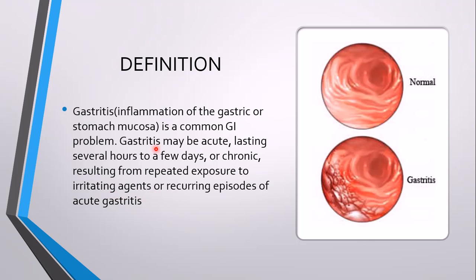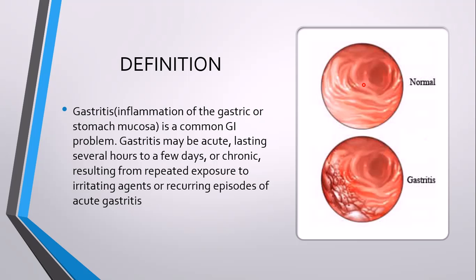So what is gastritis? For our very beginners who have just joined nursing, or maybe you are in your second year, any word which has this "itis" attached means inflammation. Wherever you see this "itis" attached to an organ, it means inflammation in that particular organ. So it's inflammation of the gastric mucosa. Now what is gastric mucosa?